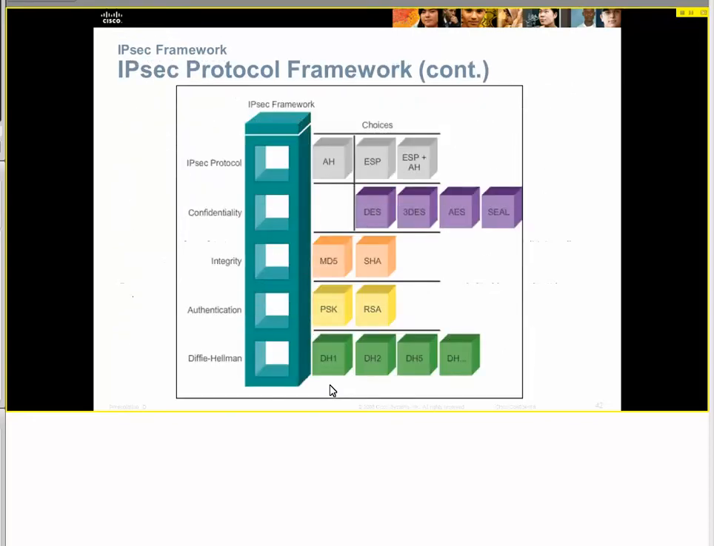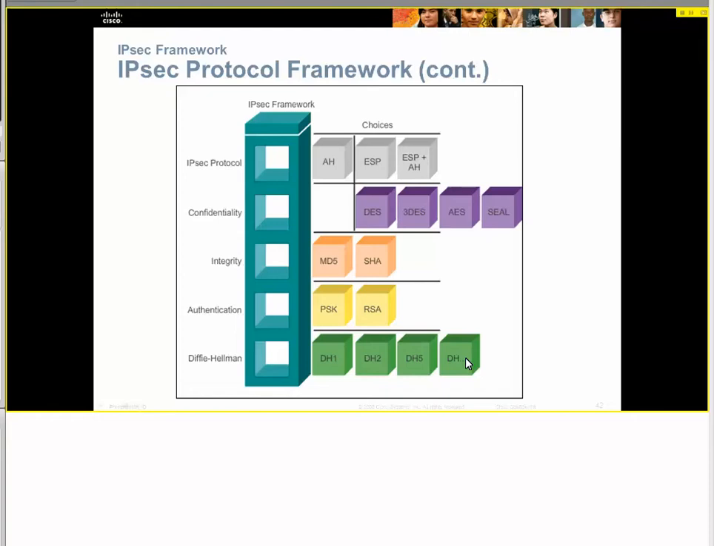I really love this chart. This chart shows you what is going on. So the IPsec framework is this Lego environment. For the IPsec protocol, the framework, you can select either authentication header, encapsulation security protocol, or better would be to have both. For confidentiality, you can have these. There's also a fourth one called SEAL. For integrity, you select MD5 and SHA. For authentication, you select PSK or RSA, and for the Diffie-Hellman, you select the appropriate group.